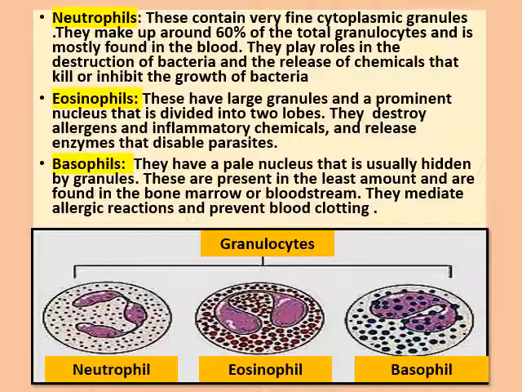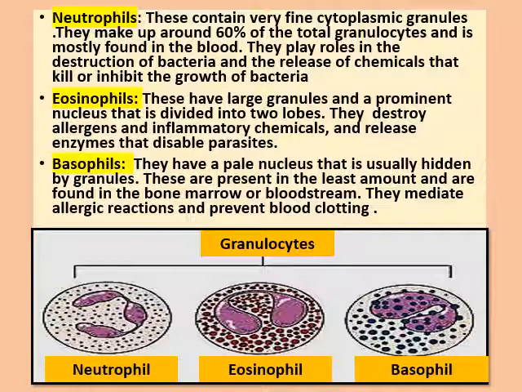Eosinophils. They have large granules as compared to neutrophils. The nucleus has two lobes that can be clearly seen under the microscope. They destroy allergens and release enzymes that disable parasites. Basophils. Basophils have a nucleus that is hidden by granules. These are present in the least amount and are found in bone marrow or bloodstream. They mediate allergic reaction and prevent blood clotting.